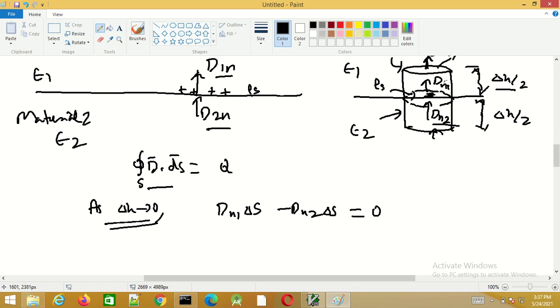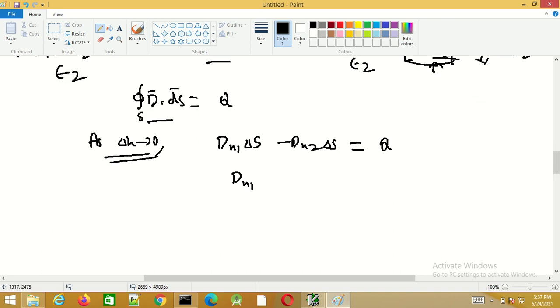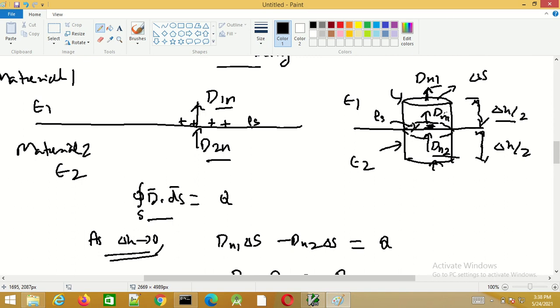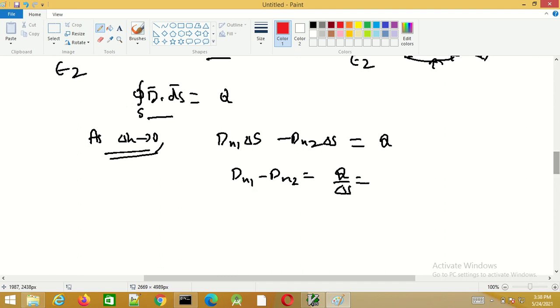So therefore, I'm sorry, here this is not rho S, this is equal to the charge enclosed within this closed surface. So let us say here this charge enclosed is Q. So therefore we can write DN1 minus DN2 is equal to Q by delta S, and here Q is present only at the surface. So it's a surface charge distribution, and this surface charge is given by rho S.